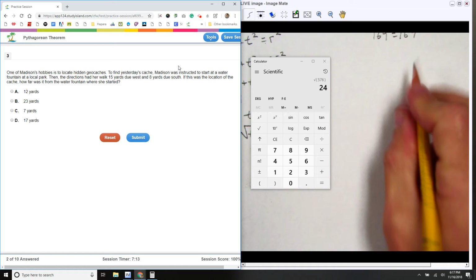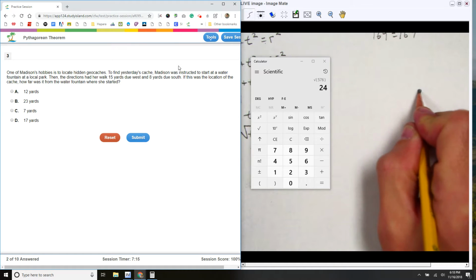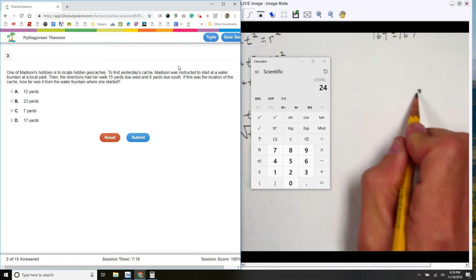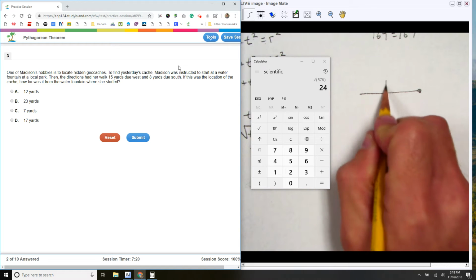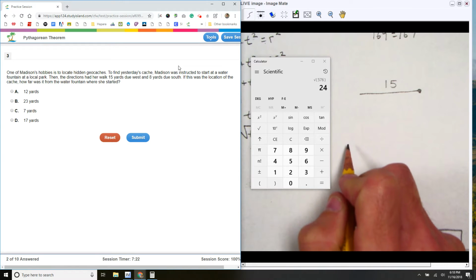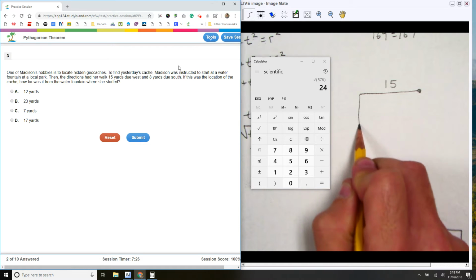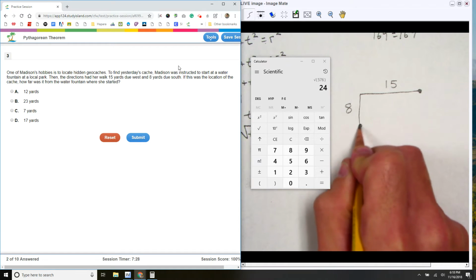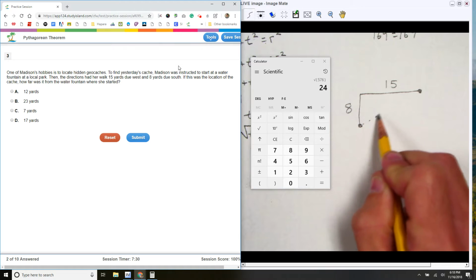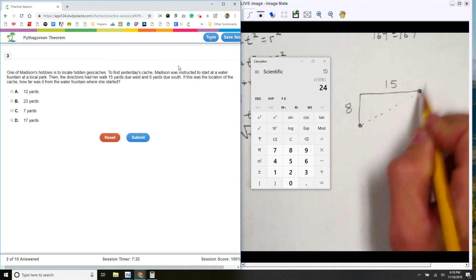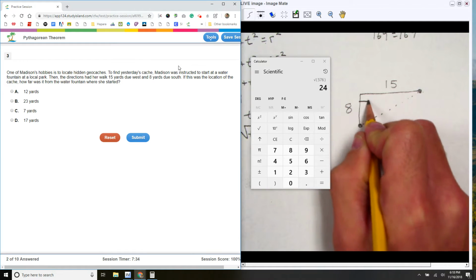Here's Madison. She's at this point. First, she walks 15 yards due west. West, it's 15 yards. And then 8 yards due south. So south, 8 yards. So this is where she ends up. She's this distance away from where she started. This makes a right triangle.